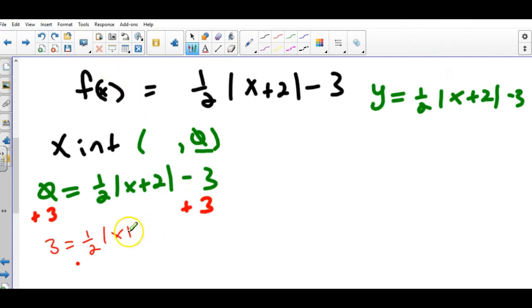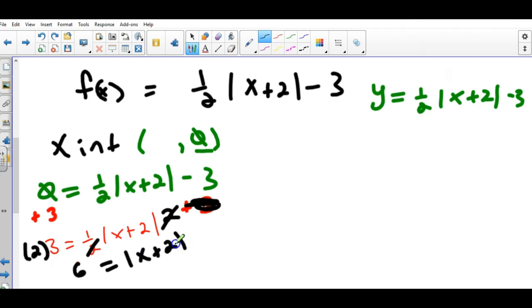Now, how do I solve it from here? Well, let's go ahead and get rid of the 1/2. How do you move the 1/2 to the other side? Let's just multiply by 2 on both sides. That was the first step. So multiply by 2 on both sides, and that 2 would cancel. We have 2 times 3 on this side, which is 6. So 6 equals the absolute value of x plus 2.